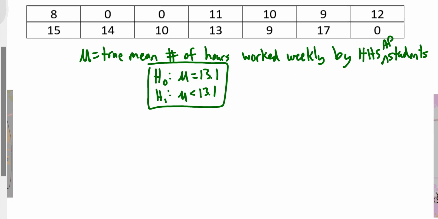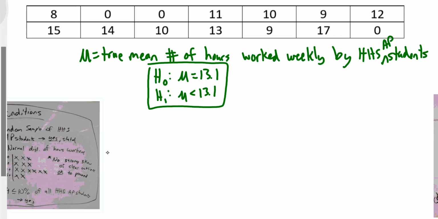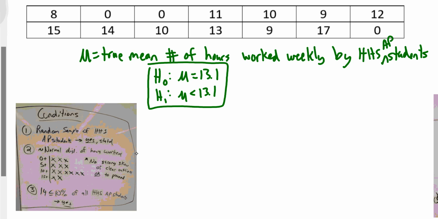Always checking those conditions. And I have those here. We do have a random sample of HHS AP students, so that was stated. We don't have anything about the shape, and it's not greater than or equal to 30 for sample size, so we have to draw it out. And I have mine drawn right there. There's no strong skew or clear outliers. We're going to say okay to proceed. And then 14 is less than 10% of all HHS AP students. We have more than 140 students who take AP classes. So those are met. Now we get into the actual test.